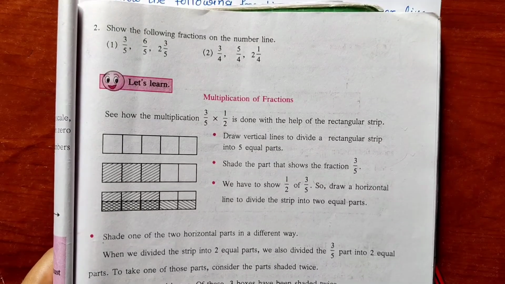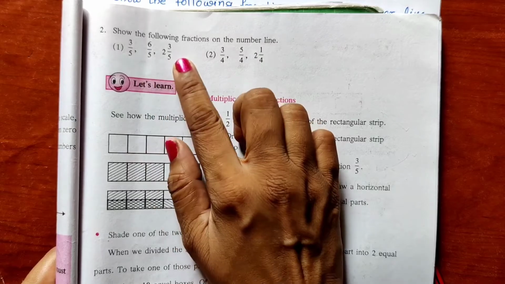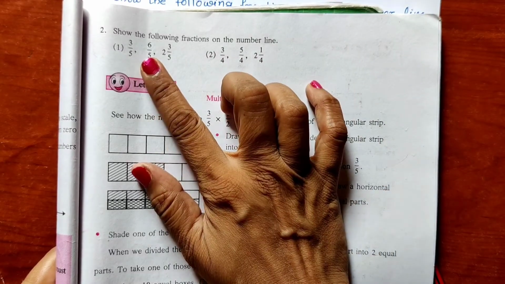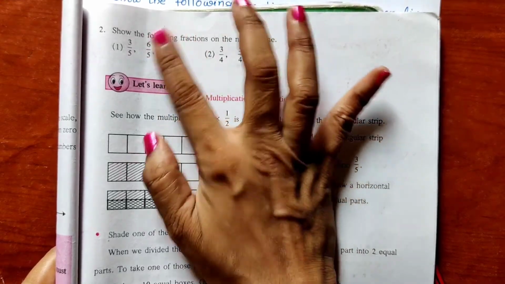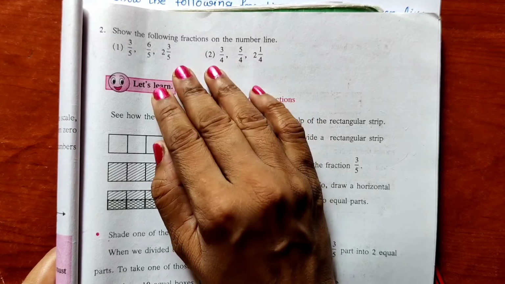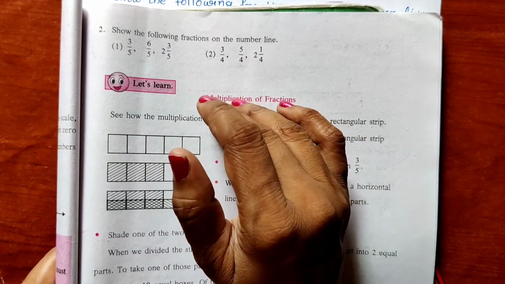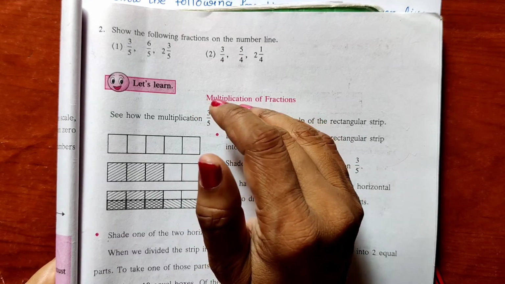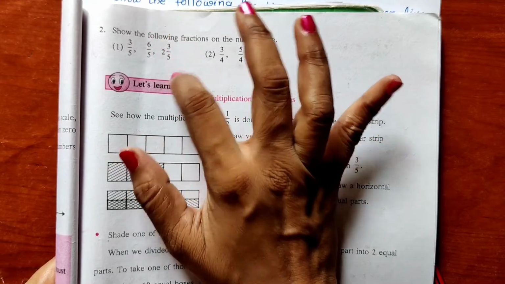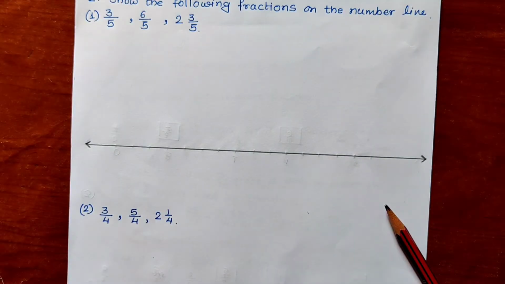Now let's solve question number 2. Show the following fractions on number line. Now we are given the fractions and we will have to show them on the number line. The first two are improper fractions, but the third one is a mixed number. So first we will convert this mixed number into an improper fraction and then we will show it. Without conversion into an improper fraction, it will not be that possible to show it on the number line. So let us convert it.